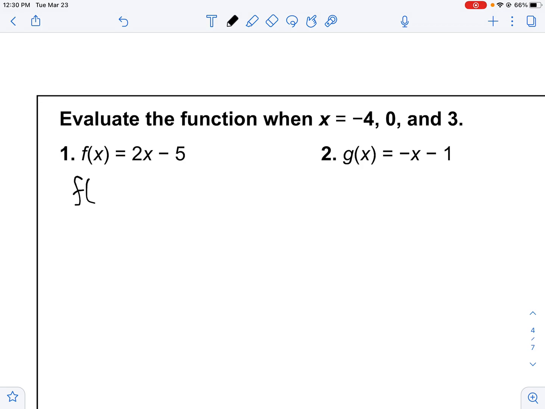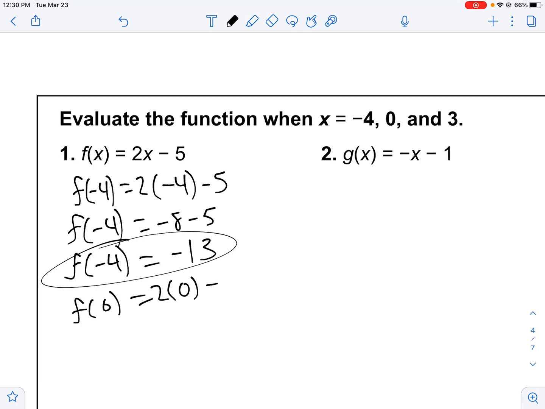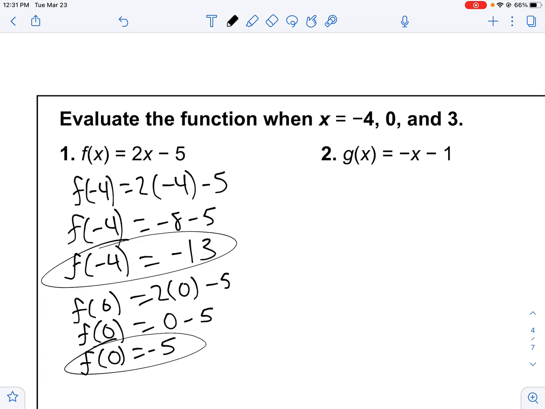So we've got f of negative 4 equals 2 times negative 4 minus 5. So f of negative 4 equals negative 8 minus 5. So f of negative 4 equals negative 13. They also want us to check when x is 0. So this is 2 times 0 minus 5. So this is f of 0 equals 0 minus 5. So f of 0 equals negative 5.